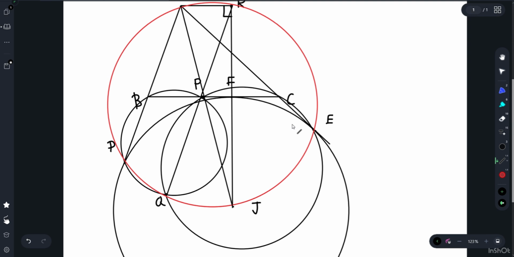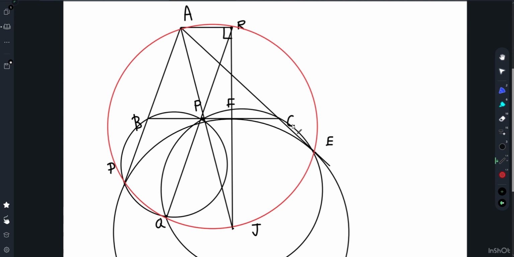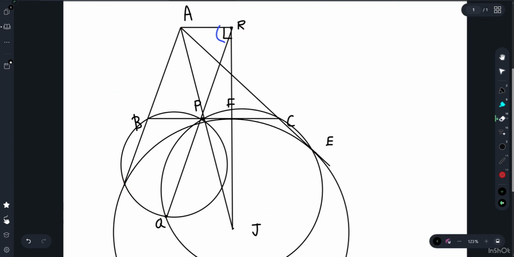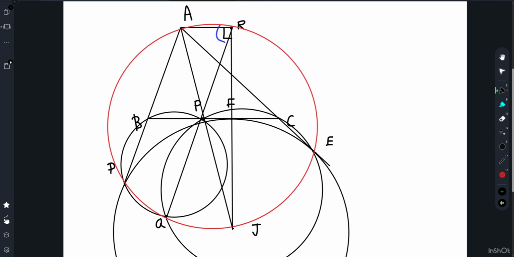Anyway, so now, how can we prove that R is on line PQ? We could say that line RQ is a transversal, because AR is parallel to BC. So maybe we could prove that those two angles are congruent. Also, I just noticed that my D is a little bit wonky. Okay, anyway, so we want to prove that these two blue angles are equal.